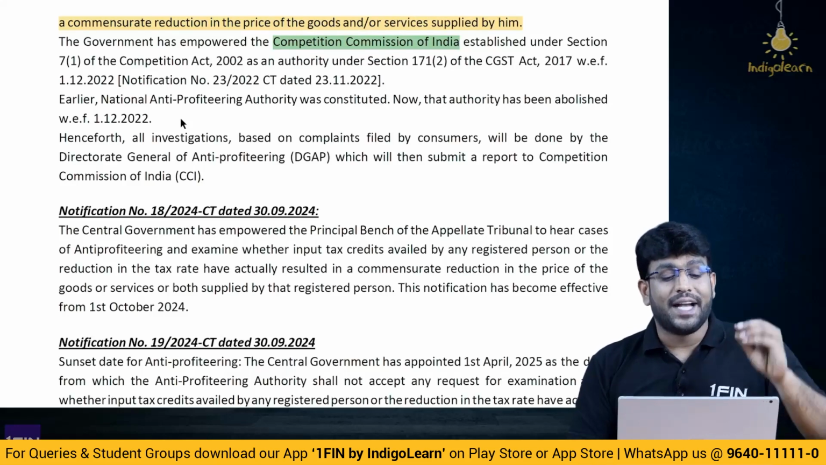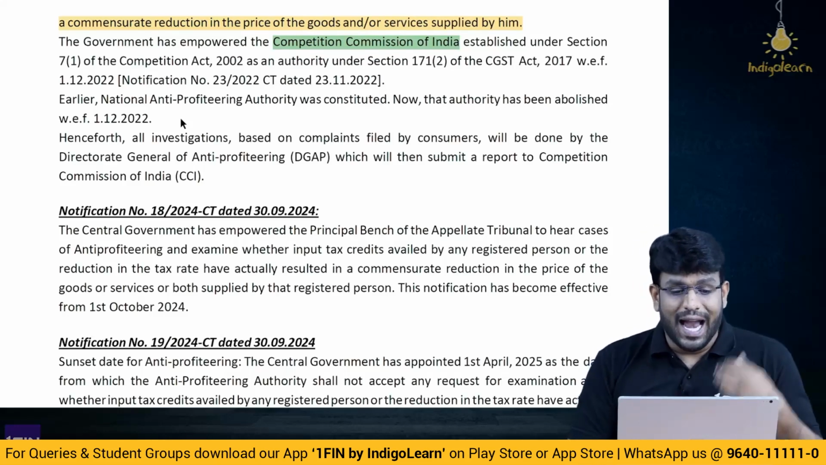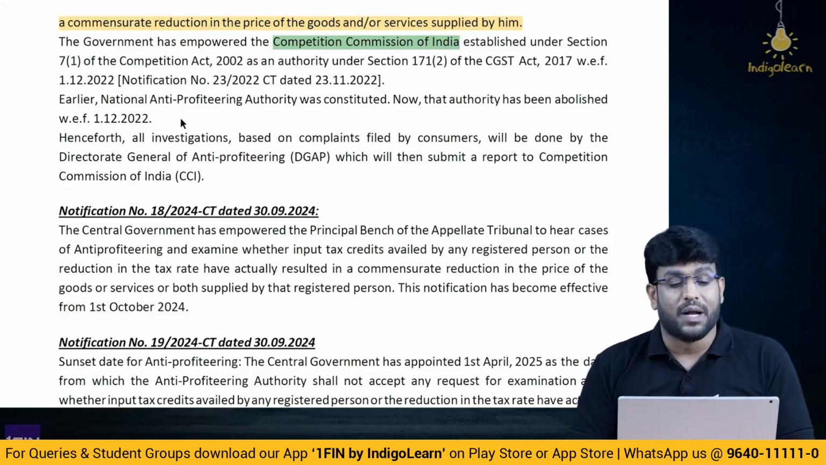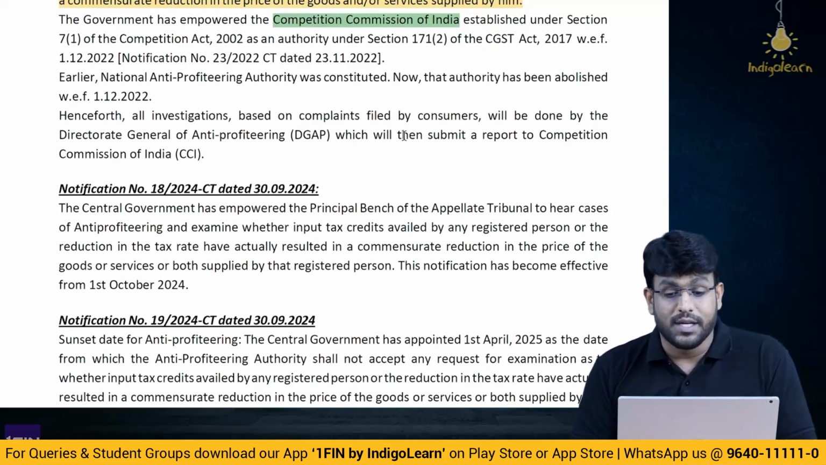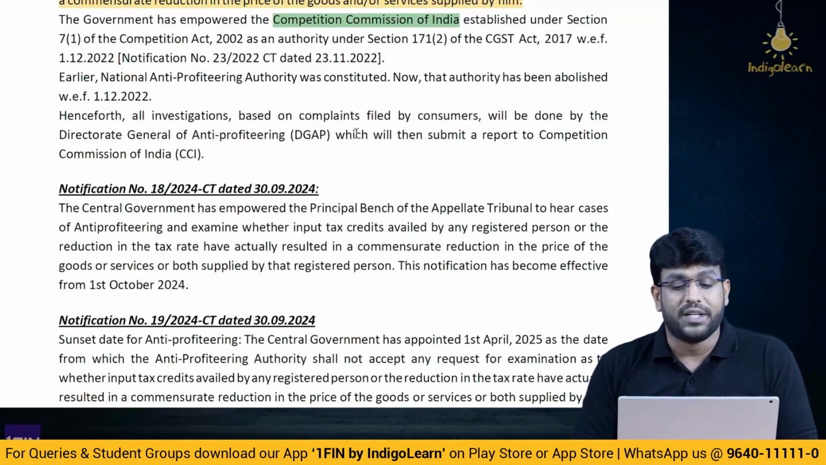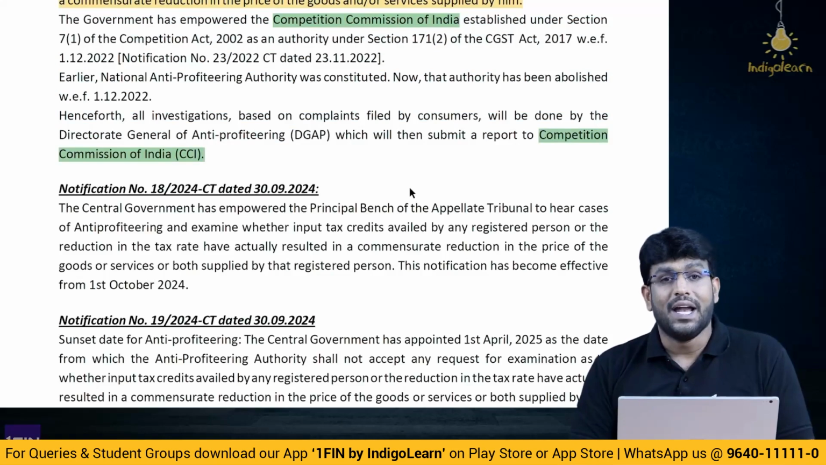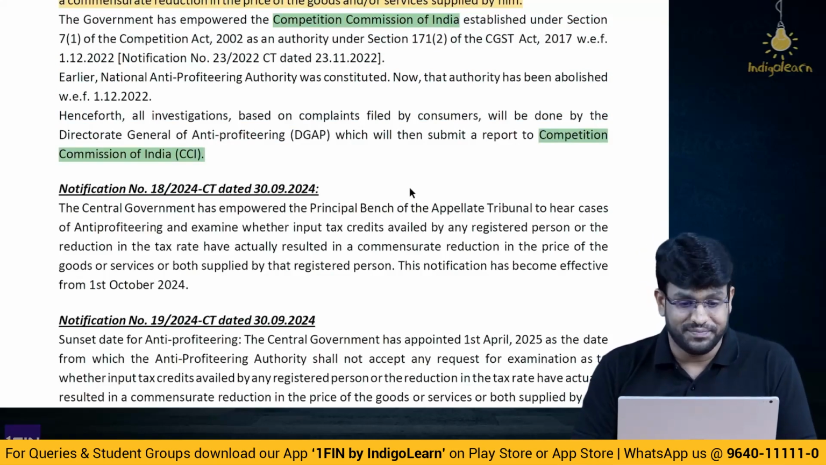Earlier, the National Anti-Profiteering Authority was constituted and now that authority is abolished with effect from 1/12/2022. Henceforth, all investigation based on complaints filed by consumers will be done by the Director General of Anti-Profiteering and they will then submit a report to the Competition Commission of India, because now there is no concept of National Anti-Profiteering Authority.